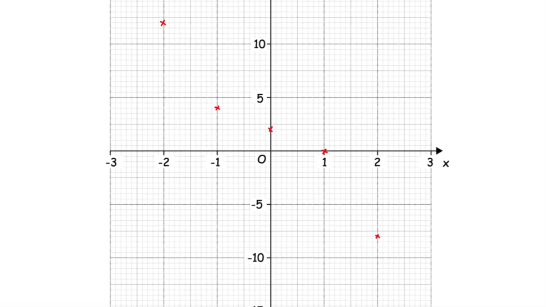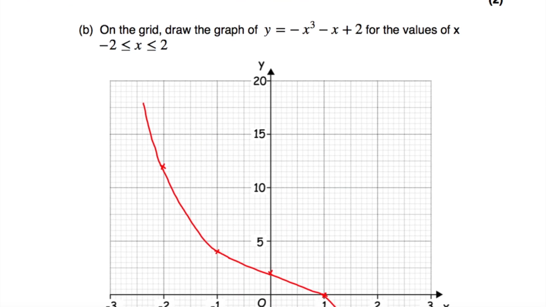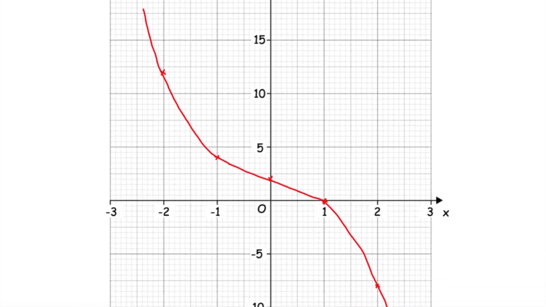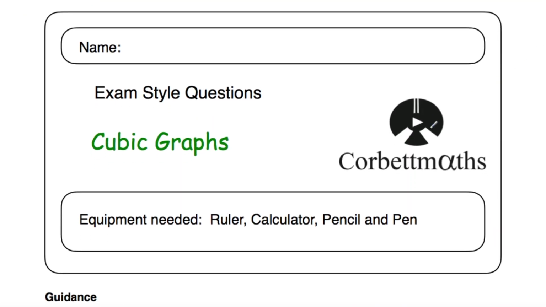And now we just need to curve through them. So let's do that. And that's it. That's the graph of y equals negative x cubed minus x plus 2. And that's it. So these have been the video solutions to the Corbettmaths Practice Questions on cubic graphs.